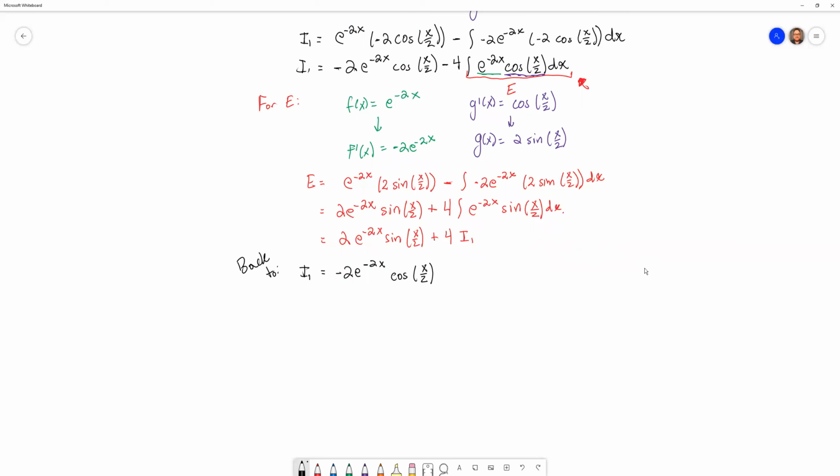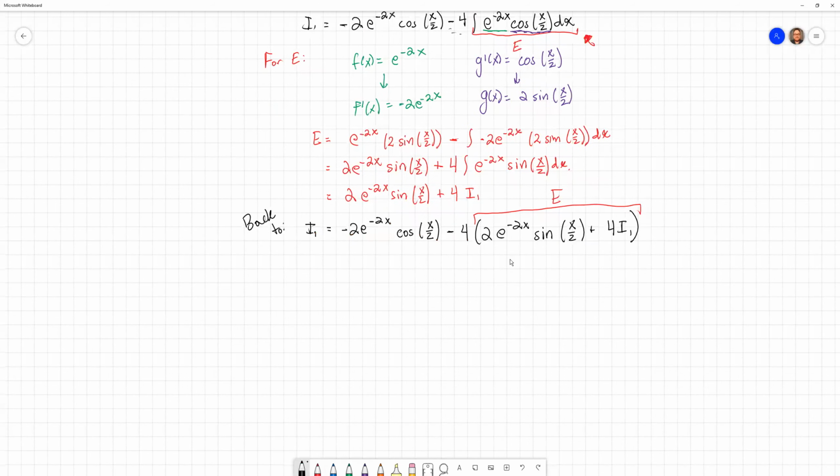And then minus 4, and it was e. So e is now everything that's contained here. So minus 4 times 2 to the e minus 2x sine x by 2 plus 4 I1. And once again, this is e. Okay. So we're happy with that.